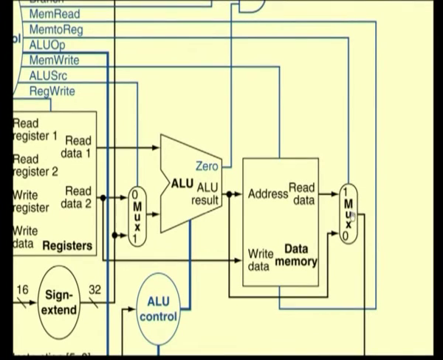So, if it is a load instruction, the data that is read here is the one that is now written back into the registers. Otherwise, if it is an ALU operation, the data from the ALU will be written back to the register, and we have the control for all these things which are generated. So, this is what we looked at in the previous lecture.